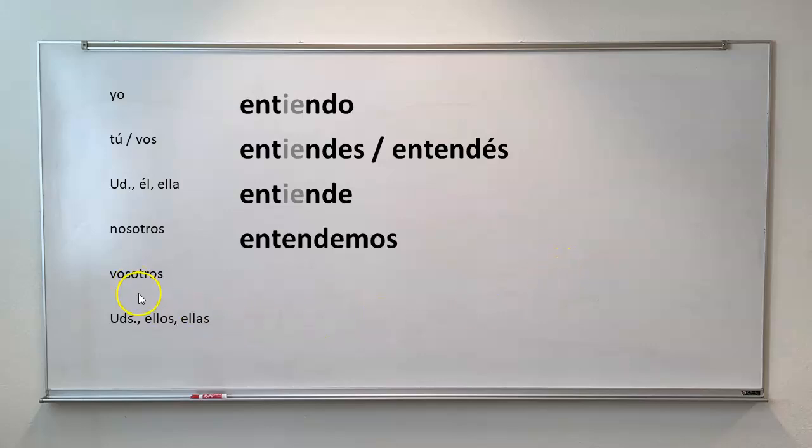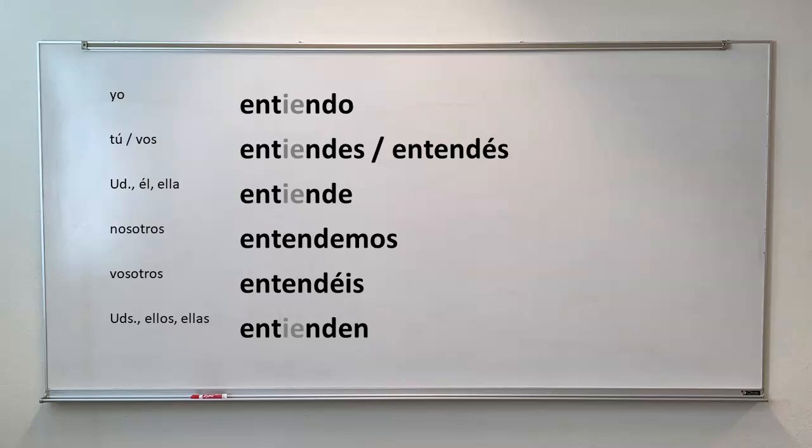Vosotros or vosotras in Spain, the plural informal you. Entendéis. No stem change, and notice that the stress is on the last syllable here. Entendéis. Ustedes, ellos, and ellas share the same form. Entienden. Ustedes entienden, you understand. Ellos entienden, they understand. Ellas entienden, they understand.